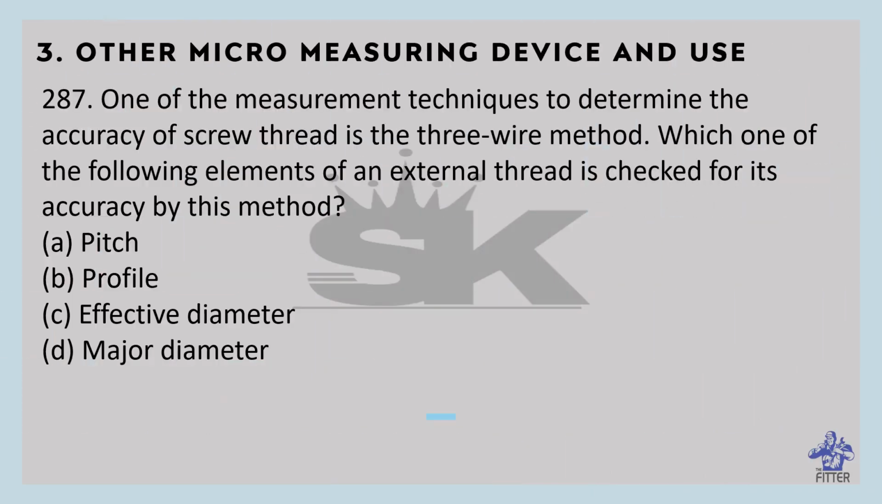One of the measurement techniques to determine the accuracy of screw thread is the three-wire method. Which one of the following elements of an external thread is checked for its accuracy by this method? That is option C, effective diameter. The three-wire method uses three wires of the same diameter for checking the effective diameter and flank form. The wires are finished with a high degree of accuracy. The size of the wire used depends on the pitch of the thread to be measured. For measuring effective diameter, three wires are suitably placed between the threads.